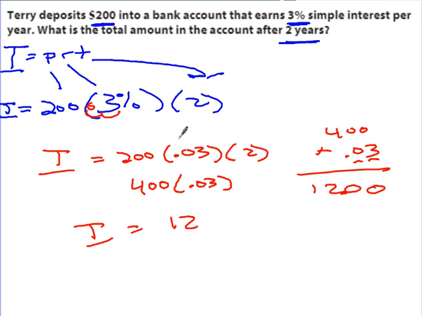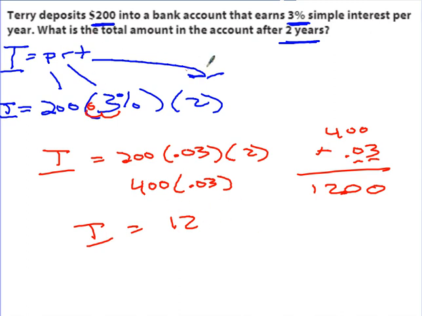Now, that's not the answer to the question, though. Let's look at what it's asking us. What we figured out is that this person deposited $200 into this savings account. If it earns 3% simple interest per year, after 2 years, they would have made an additional $12 in interest just for doing nothing, just for letting their money sit there. So that's $12 that they made.